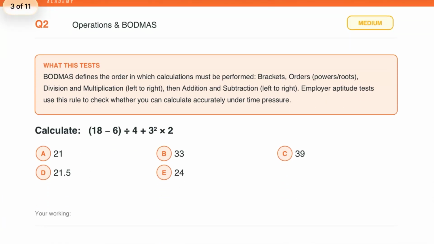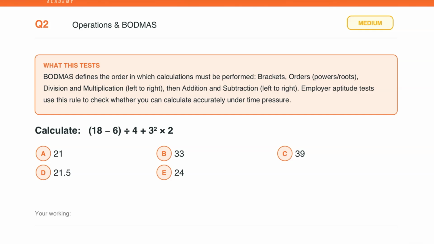Move on to the second one. We have operations and BODMAS. This is a medium difficulty question. As you can see, we have more things added. Your opportunity to pause the video, attempt it on your own, and come back.